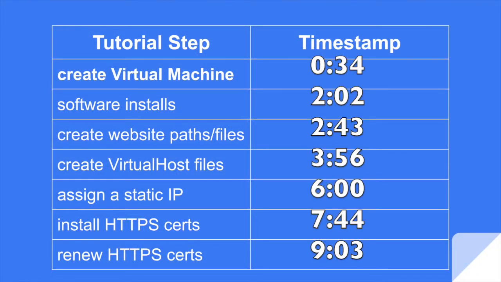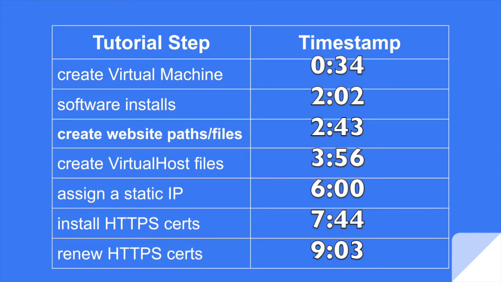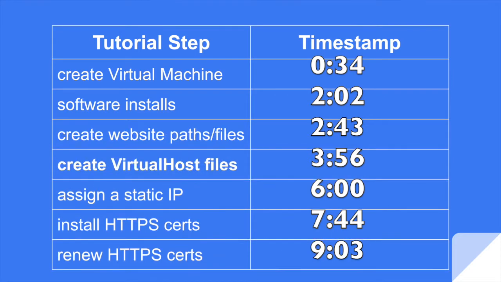First, we're going to create a virtual machine. Then we're going to install the web server software. Then on the virtual machine, we will create paths for each of our websites for the files to be hosted. Since we have more than one website we're hosting, we're going to create what are called VirtualHost files. They map the incoming domain to the files of the website.